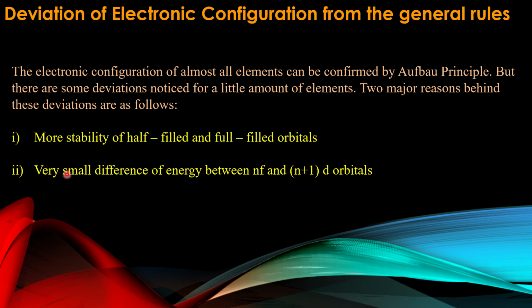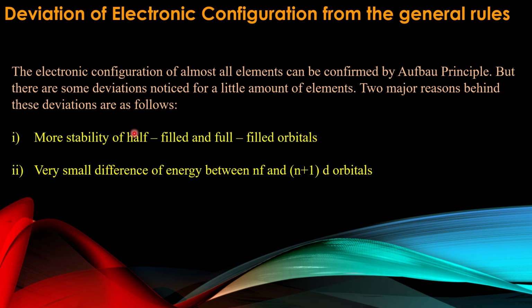The second deviation we will learn in our 11-12 classes, but the first we will learn today, that is more stability of half-filled and full-filled orbitals. Dear students, except s, the other three orbitals p, d and f are called degenerate orbitals. And the degenerate orbitals get more stability when they are half-filled or full-filled.